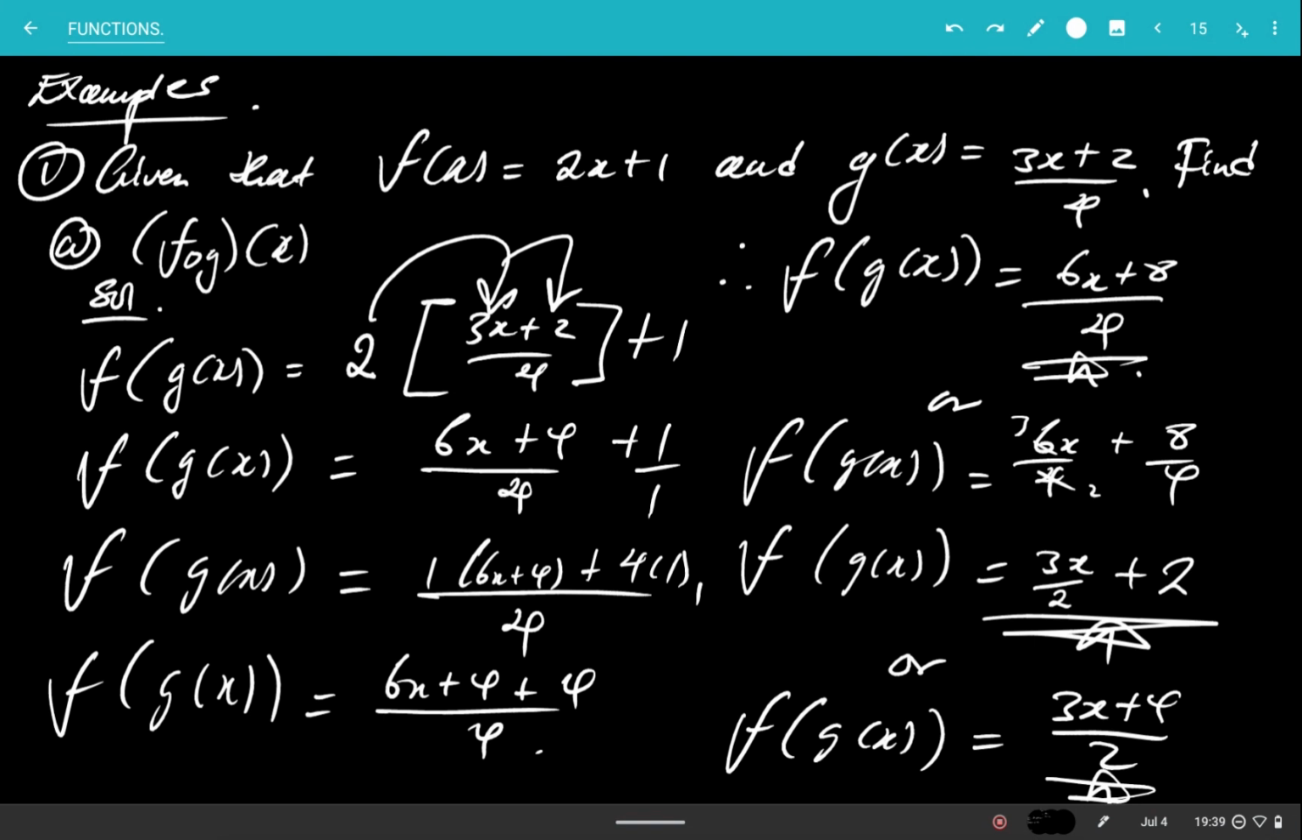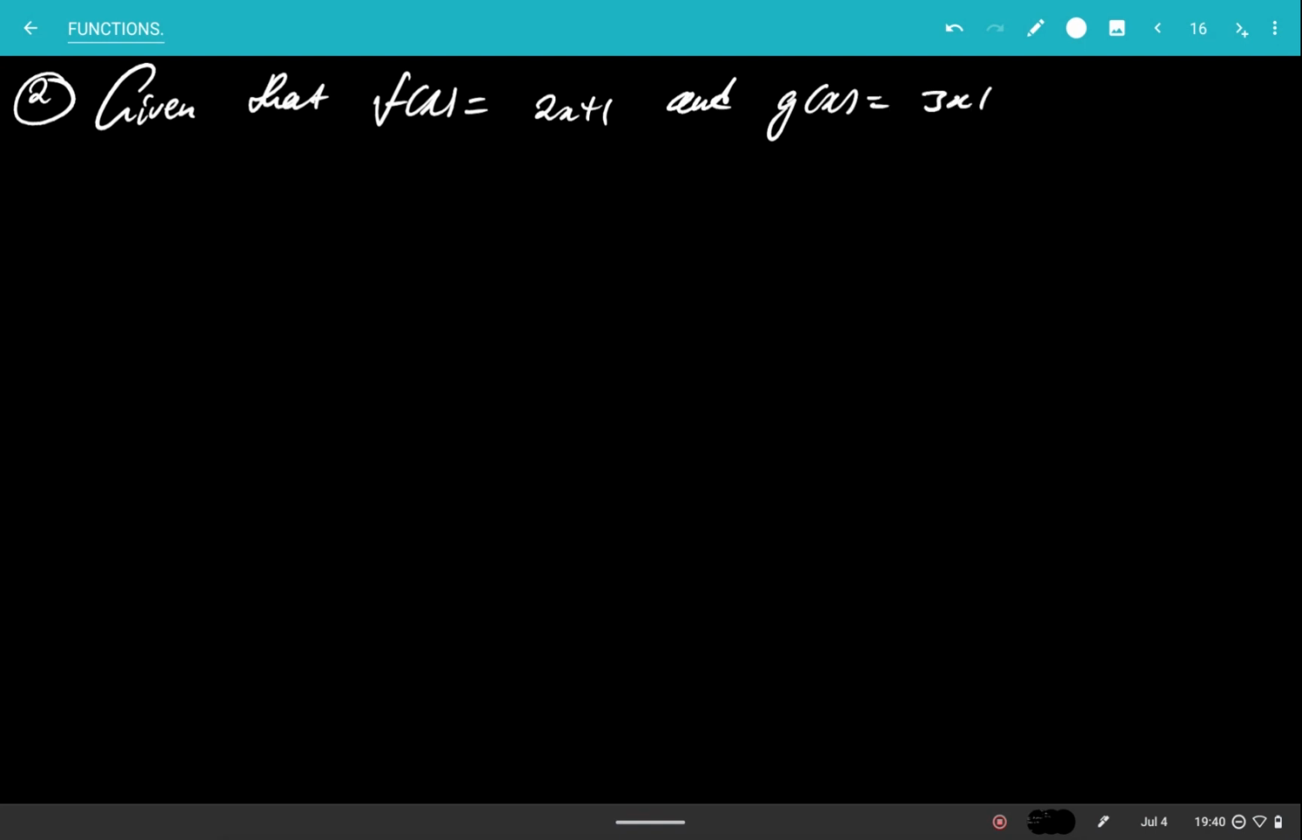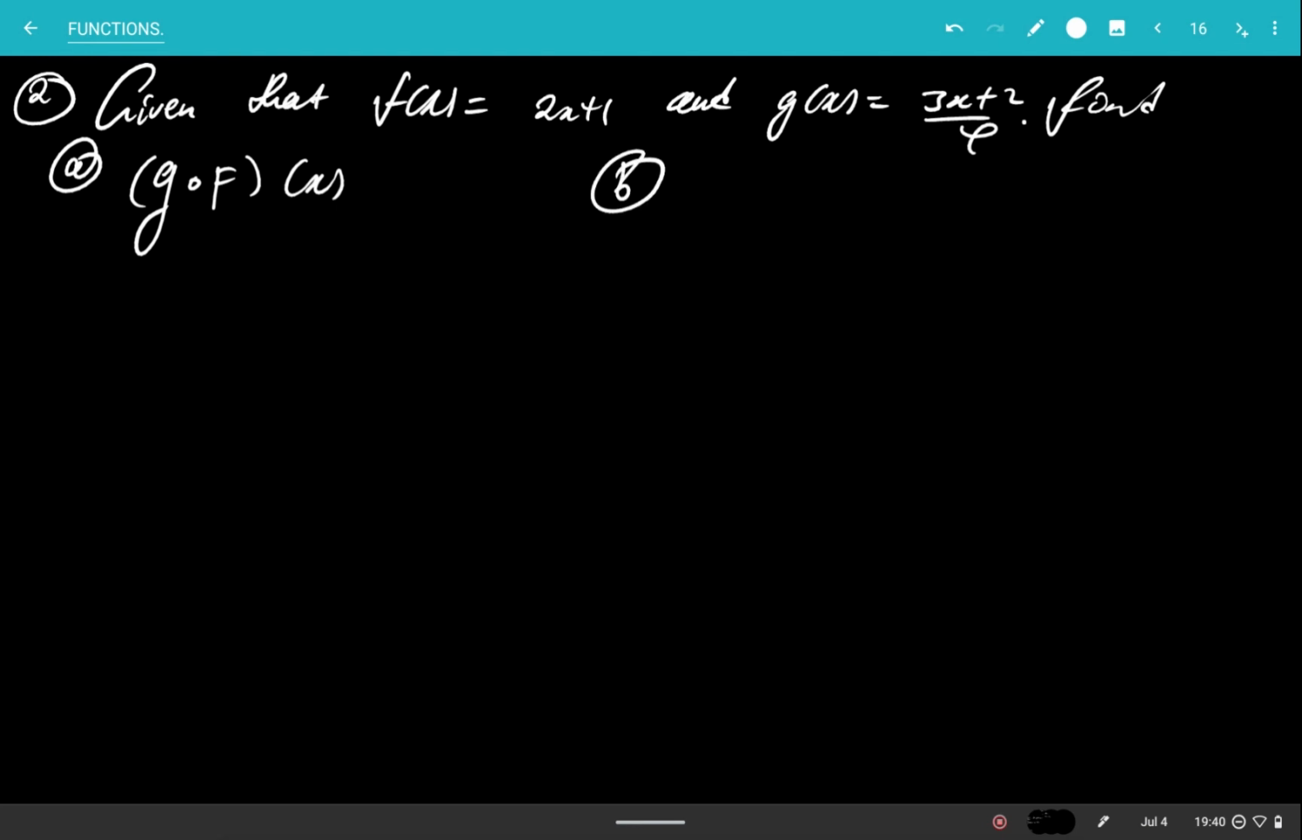So, let's try and look at another example. Okay, let's make it the same. Given that f of x is equal to 2x plus 1 and g of x is equal to 3x plus 2 over 4. Say we need to find, let's say, a, g of f of x, and then b would be g of f of negative 2.